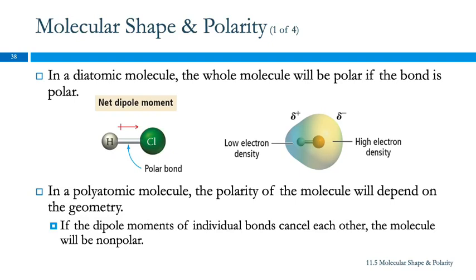In a polyatomic molecule, the polarity of the molecule depends on the geometry, because now we have multiple dipole moments pointing in different directions, and sometimes they'll constructively add, and other times they will cancel each other out. So you can have polar bonds and a nonpolar molecule.